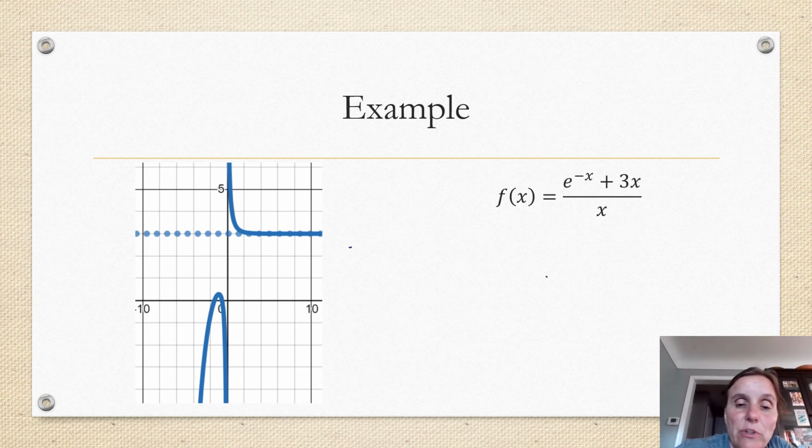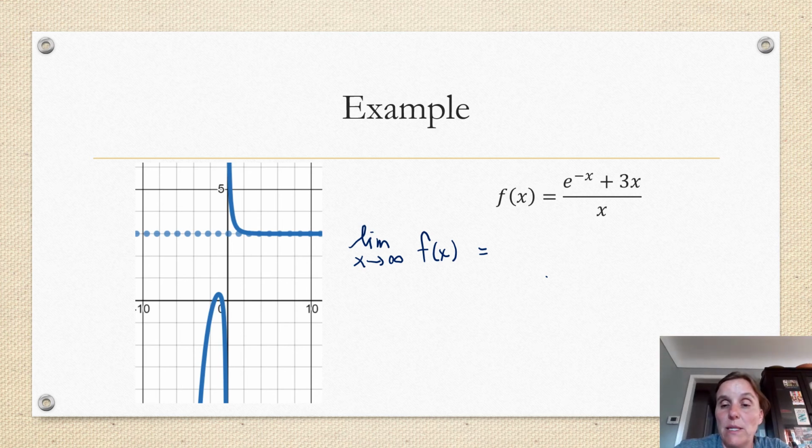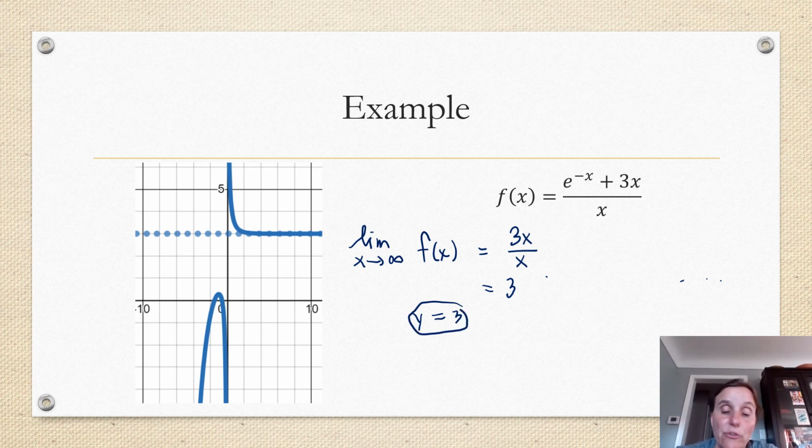So first I'm going to do the limit as x approaches infinity of f of x. Our dominant term in the numerator would be, well, e to the negative x is going to be basically 0 as x goes to infinity. So our dominant term would be 3x over x. So this limit would be 3. That means that y equals 3 is an asymptote to the right for this function.